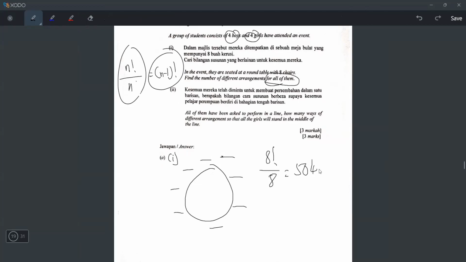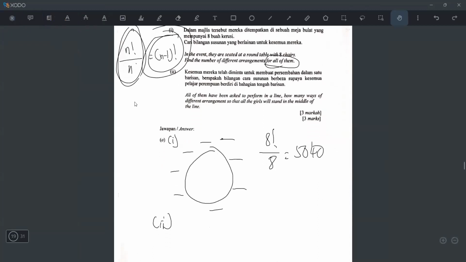Okay, 5040. That's right. Or you can also say 7 factorial is the same. It doesn't matter. You use this formula also can, this formula also can. Right. Number 2, all of them have been asked to perform in a line. Oh, now it's not a round table, it's a line. So I will draw 1, 2, 3, 4, 5, 6, 7, 8, because 8 students. So in a line got 8 spots.